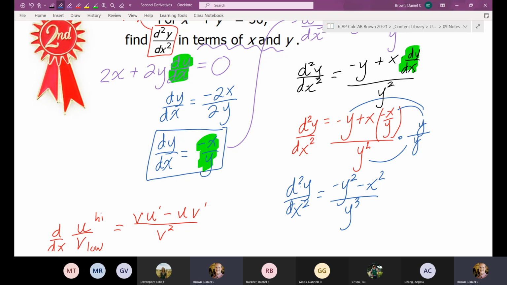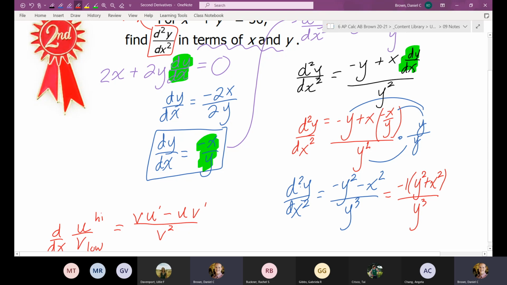More fun stuff. Again, I chose this one because there's just a lot of stuff going on. Maybe those of you who had me in first semester remember. Looking in that numerator of the second derivative, what do they have in common? Squared, what else do they have in common? A negative. Since they both have a negative in common, what can we do? Pull it out, factor it out. So I have -1 times y squared plus x squared over y cubed.